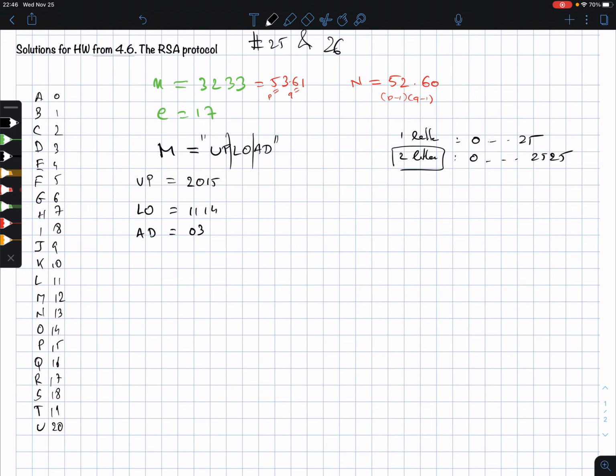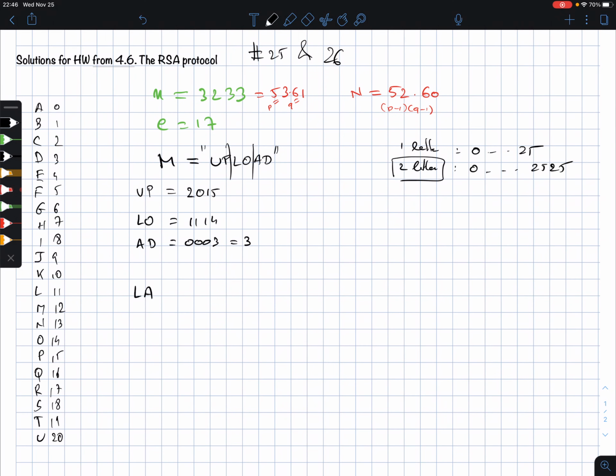What we really need to do is always think of every letter as 2 digits. So that would be 0003. Now, I admit that is the same thing as what I just said, but this is how you encode it. So this is 3. That's the numerical value of the message that will be encoded. But suppose we would also have to do LA.